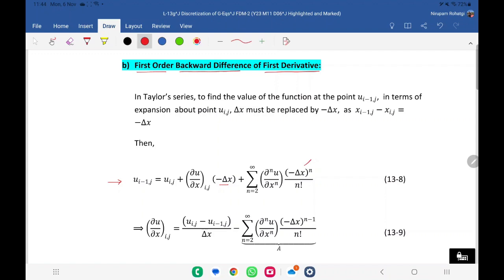Same thing we are doing. Now delta x is becoming negative. We are going backward, and we are finding the values in terms of the derivatives at the forward point. So on the right side are the forward points, all these derivatives at the forward point. The current value is also at the forward point, and we want to find the value at a previous point, or on the left side. So delta x is negative.